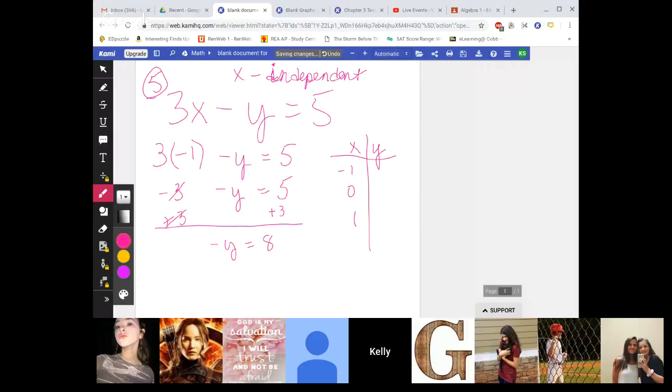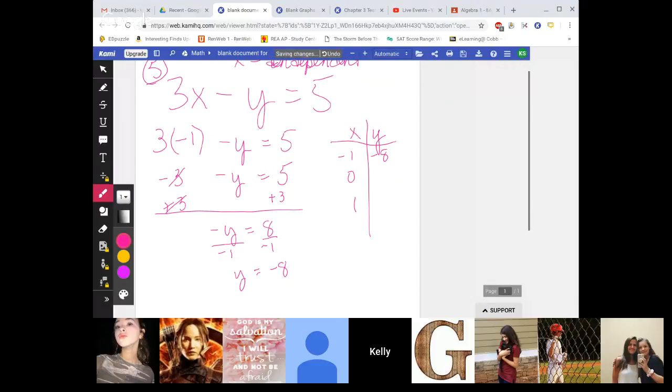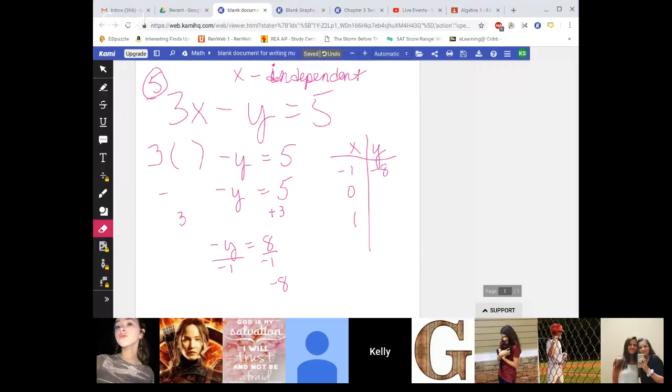You can't leave a negative on the y, so you have to divide it by a -1. And so that gives you a -8. Then we're going to plug in. Did everybody get that before I erase? I'll start up here. Then I will plug in 0.